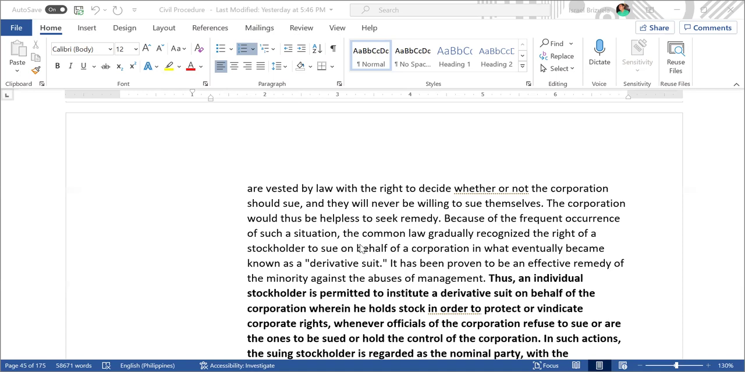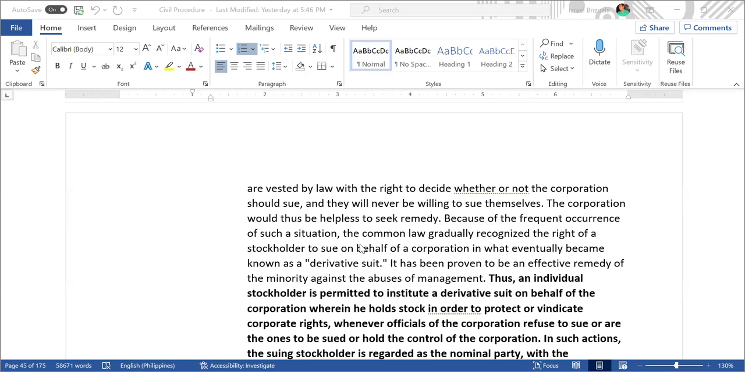Because of the frequent occurrence of such situation, the common law gradually recognized the right of a stockholder to sue in behalf of a corporation in what eventually became known as the derivative suit. It has been proven to be an effective remedy of the minority against the abuses of management.